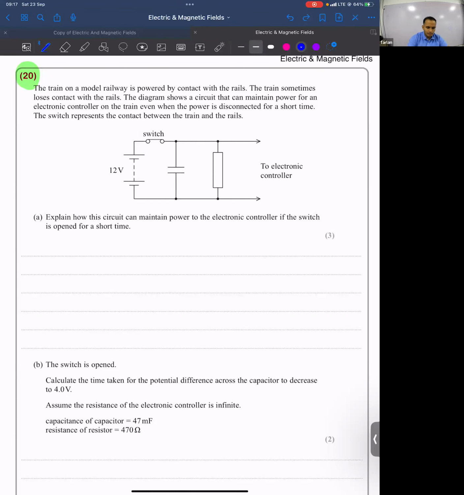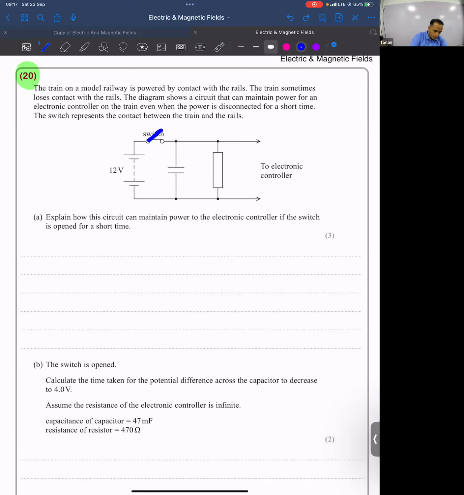So what they are saying is, even when the switch is open, there will still be power supplied to the electronic controller for a short period. Explain how this circuit can maintain power to the electronic controller if the switch is open for a short time. So where is the electronic controller? It is somewhere here. The energy is given to the controller by the 12-volt battery. When the switch is closed, there is a current passing through the controller circuit and it gets the current and the power.